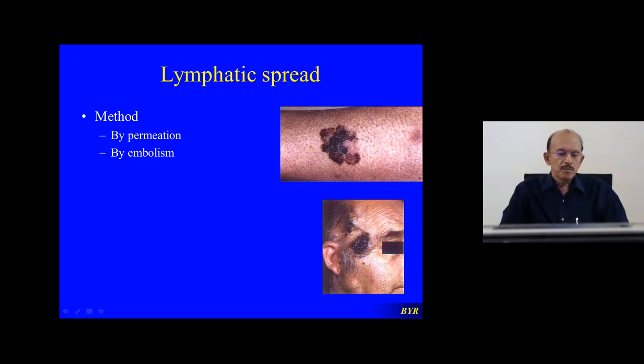Yes, permeation is proliferation along the lymphatic vessel wall or lymphatic capillary. That is permeation. Embolization means a group of malignant cells, they float in the lymph, in the lymphatic vessel, and they pass to the lymph node and they cause metastasis there.